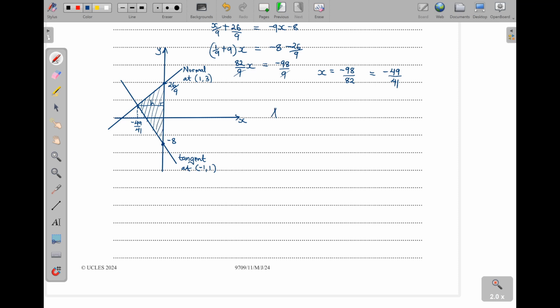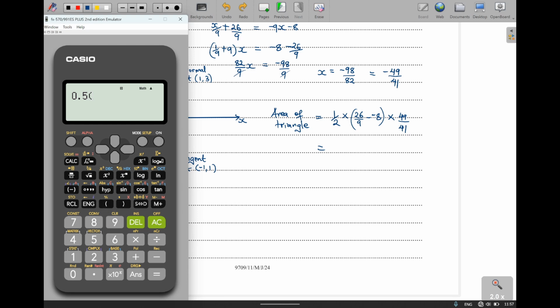Now, what are we going to do? Area of triangle, we are going to get a half, then times the base. The base is this one here. So I will have 26 over 9, I will subtract, then minus 8. So it's like I'm adding these two, right? This one here plus the 8 here. Okay, then times the height, which is this value, but height cannot be a negative. So I just write 49 out of 41. So when we multiply all of this, what do we get? 0.5 into 26 out of 9, I'm adding 8 there, and then times 49 out of 41.